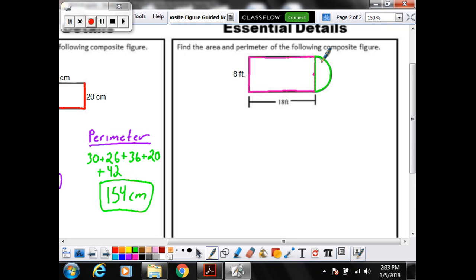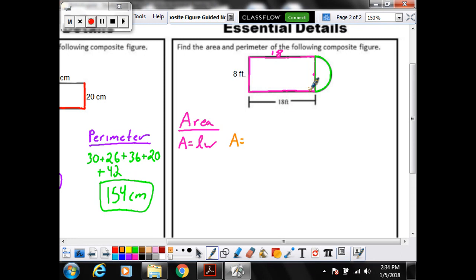help us out. Now if we look at this rectangle, we see that this side is 18, so then we can know that this side is also 18. And so we can just fill that in right away. That's going to help us out later in determining the perimeter. Alright, so to find the area, we're going to need to find the area of the rectangle. So once again, A equals length times width. And we're going to need to find the area of the semicircle.